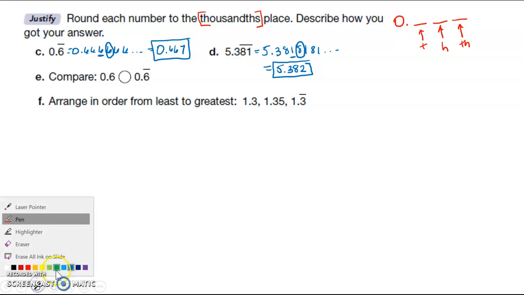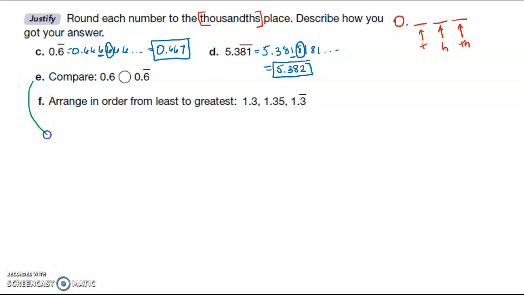E says to compare these, so I have 0.6 on one side, and if I extend this one out, this goes on forever. So if I put these on top of one another and line up my decimals, this has nothing there. So this is the same, and this is the same, but this is not the same, this is larger. So my sign would be that 0.6 is less than 0.6 repeating.